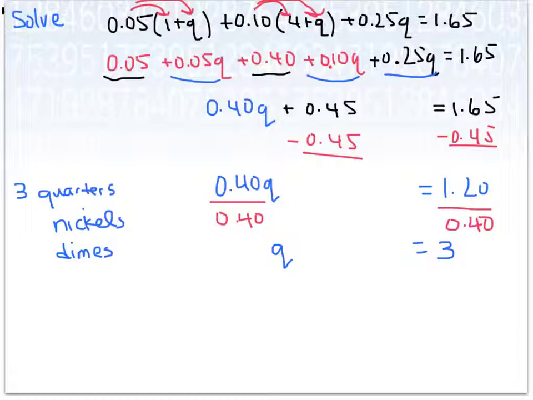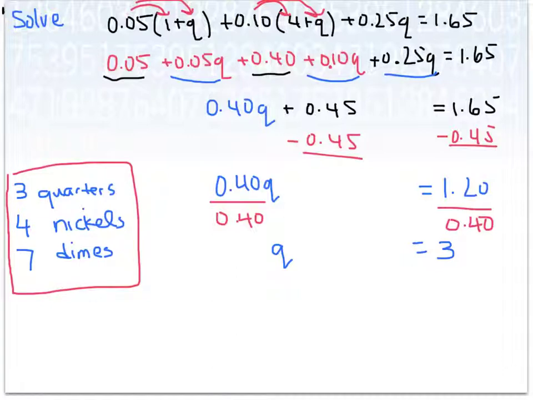So with nickels, I believe they said there was one more nickel than quarters. So one more nickel than quarters would imply that that should be 4 nickels. And with dimes, they said there's 4 more dimes than quarters. So that would be 4 plus 3, which would give us 7. So our final result would give us 3 quarters, 4 nickels, and 7 dimes to total $1.65 in Jonalie's purse or pocket.